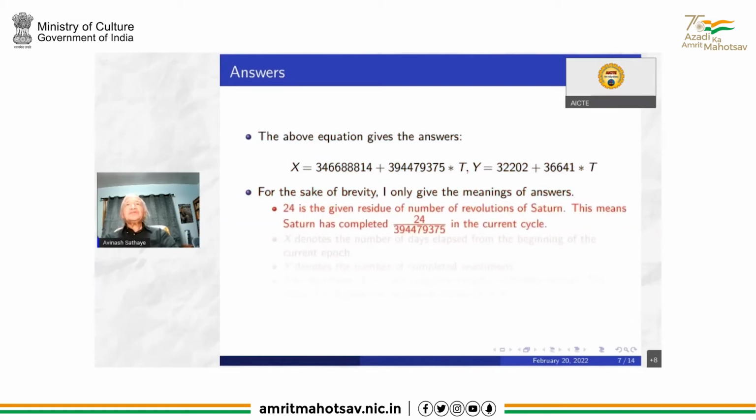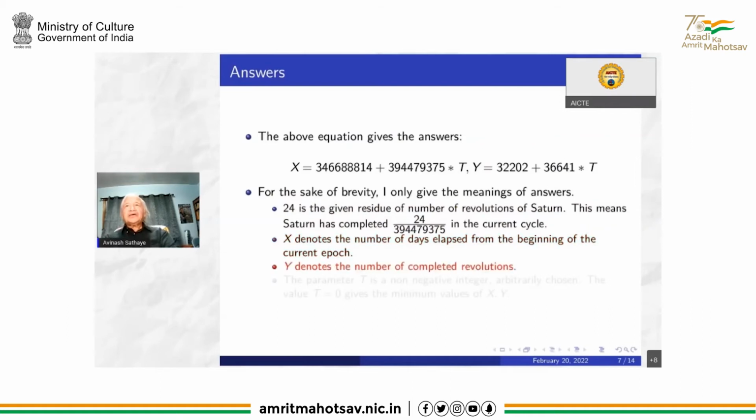The 24 in the original equation is called the residue of the number of revolutions of Saturn. This means Saturn has completed 24 divided by this number, that much of a revolution, in the current cycle. X denotes the number of days elapsed from the beginning of the current epoch, and Y denotes the number of completed revolutions. So it's saying it has gone through some 32,000 revolutions, and at the end, this is the partial revolution that it has gone through.